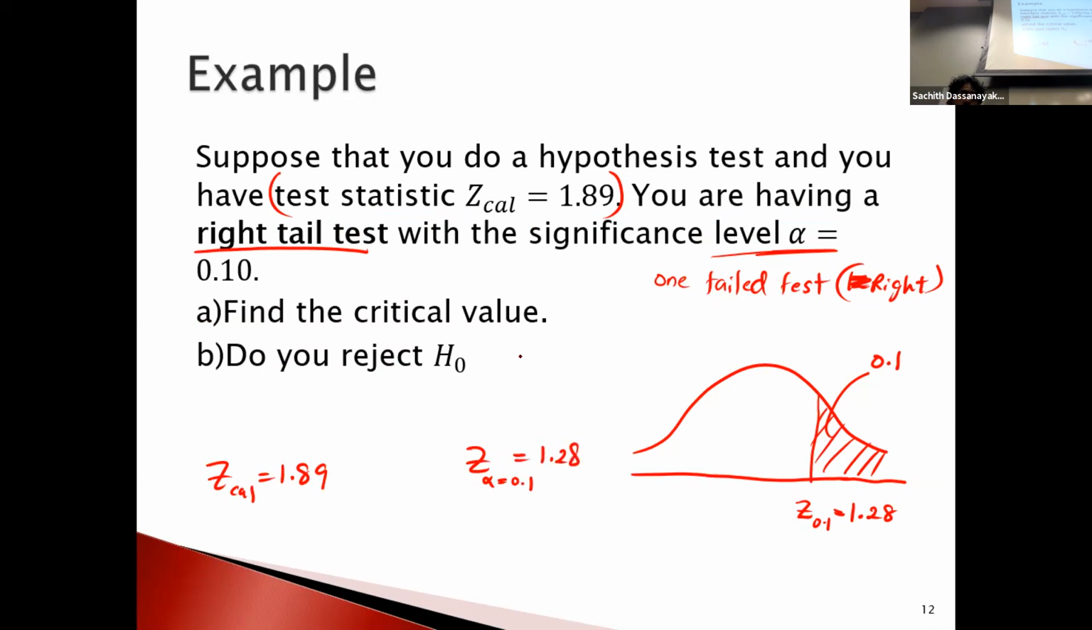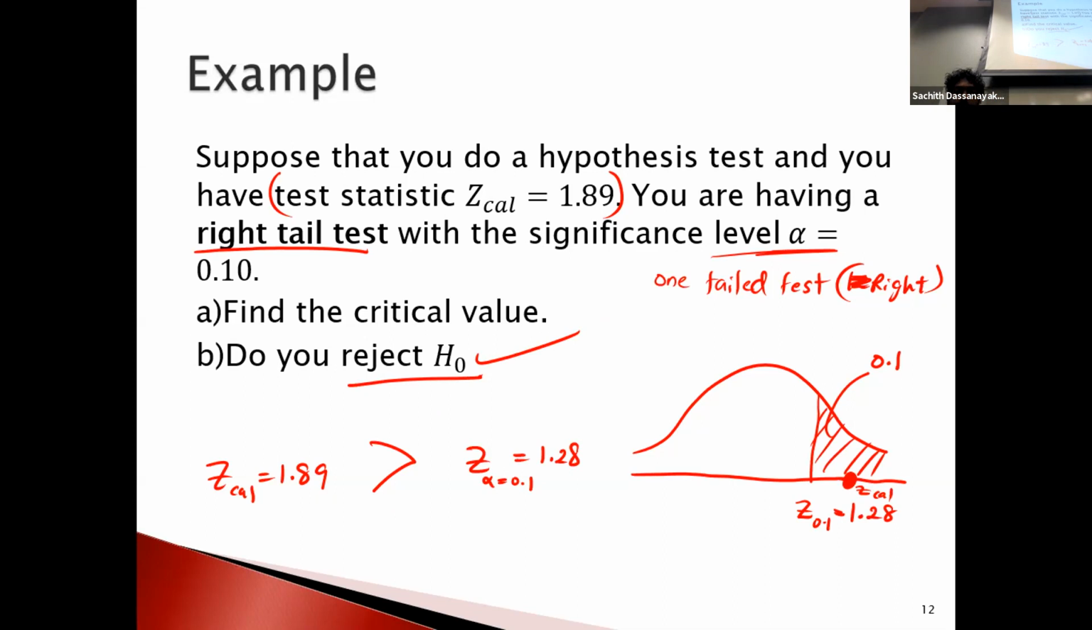Clear? So what happened here? Your Z calculated value is greater than your Z alpha value, which means this guy, Z cal, is somewhere here. By checking these two values, what's the decision? Yes, you reject. You reject H naught. Is that clear? Okay.